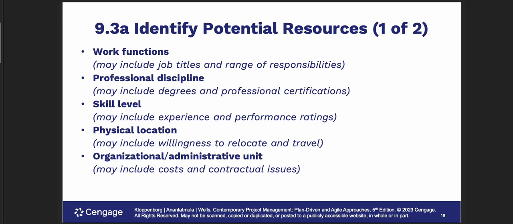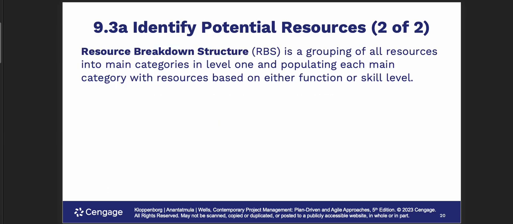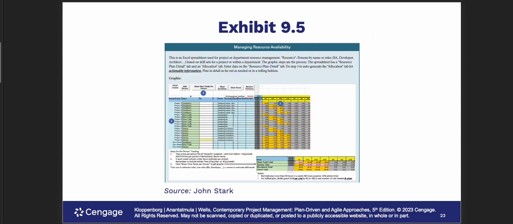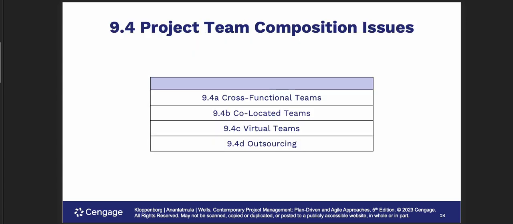So work functions, job titles, professional discipline, identifying potential resources. Resource breakdown structure, all resources into main categories, one level, and populating each main category with resources based on either function or skill level. You're putting your team together here, and you're trying to quantify this as you go. So it's not just impressions, but it's as best you can, you've quantified things in a reasonable sense. Here's a look at a project management software you do that in.